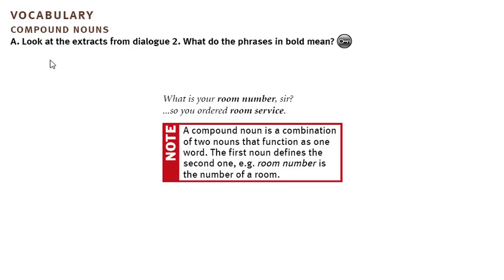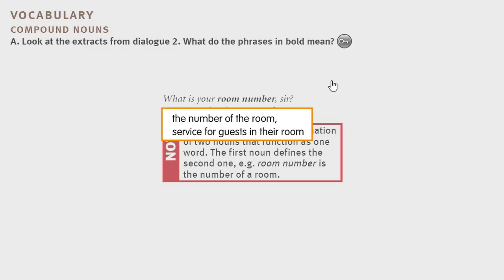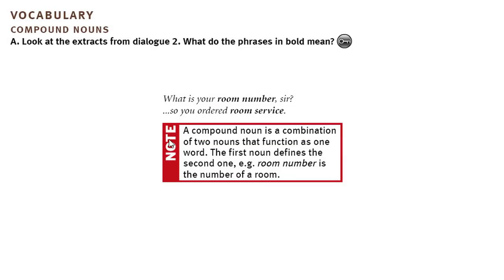Vocabulary: compound nouns. Look at the extracts from dialogue 2. What do the phrases in bold mean? The number of the room, service for guests in their room. What is your room number, sir? So, you ordered room service. A compound noun is a combination of two nouns that function as one word. The first noun defines the second one. Room number is the number of the room.